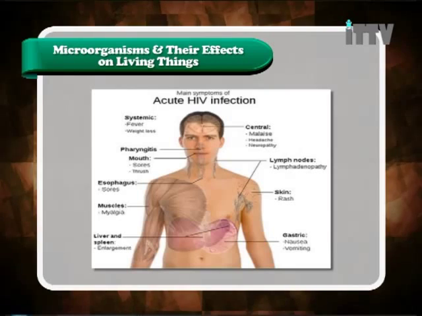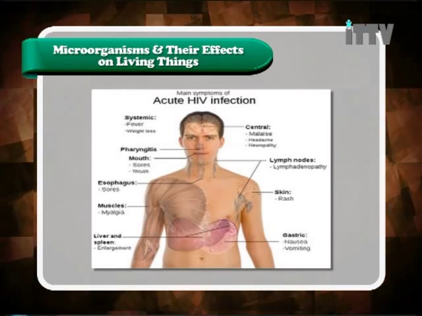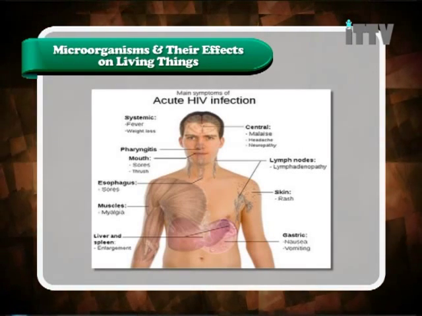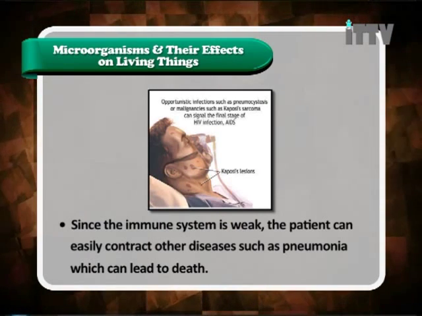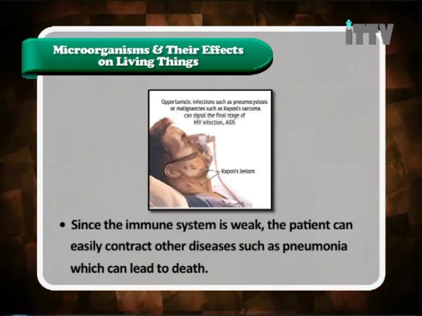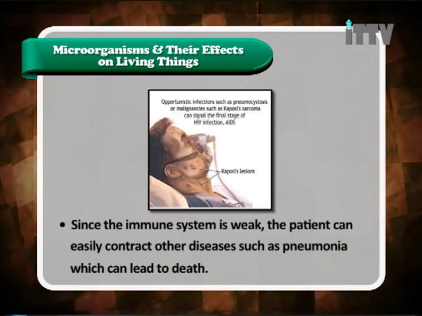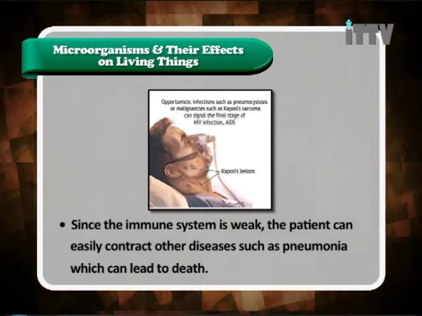Let's look at the symptoms of HIV when the white blood cells decrease over time. As we can see here, these are the main symptoms of acute HIV infection. Since the immune system is weak, the patient can easily contract other diseases such as pneumonia, which can lead to death. So the immune system is very important.